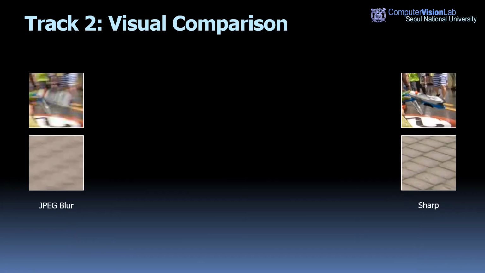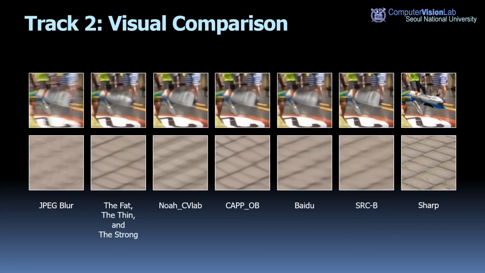Here are the visual comparisons of the second track solutions. The top-ranked solutions recovered the image details from blocky and blurry images. Especially, the water gun from the fat, the thin, and the strong team exhibited better sharpness compared to the other teams.